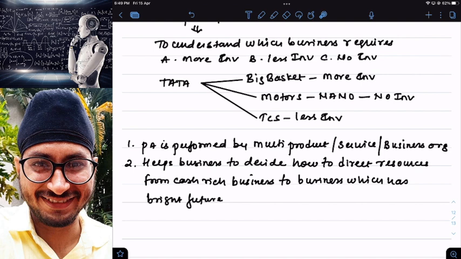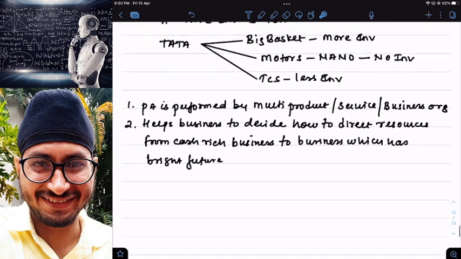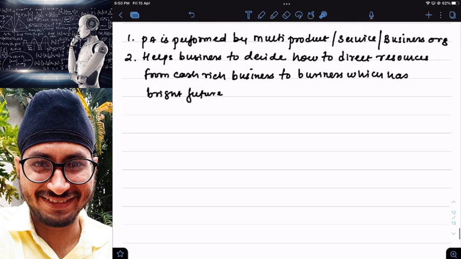So what will Tata do? Tata will take some money it has earned from TCS and invest it in Big Basket. It will not invest in Nano. Why? No investment is required. I will remove money from TCS and invest in Big Basket. But how do I know from which business I should take money? In which business should I invest money? From where to remove and where to invest? How will I know? I will know only after performing which analysis? Portfolio analysis.